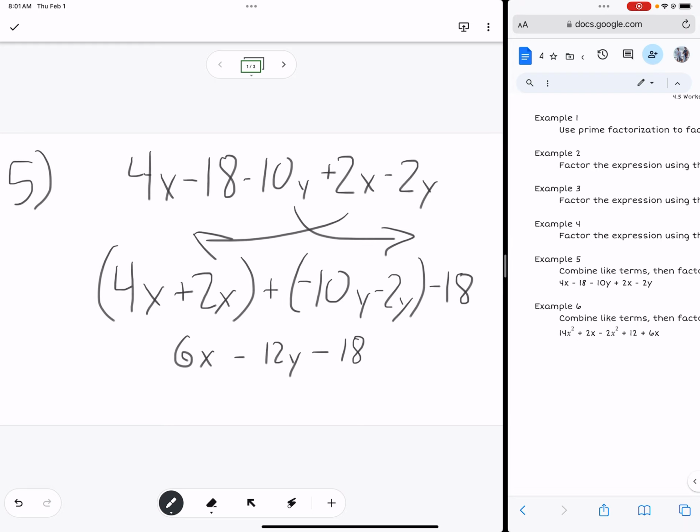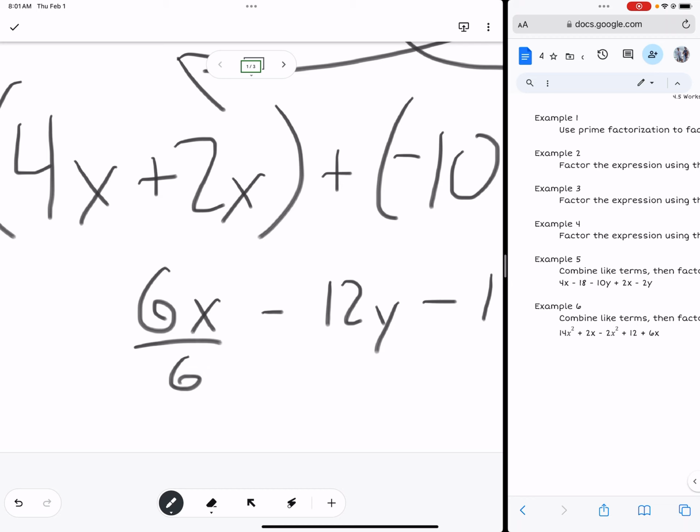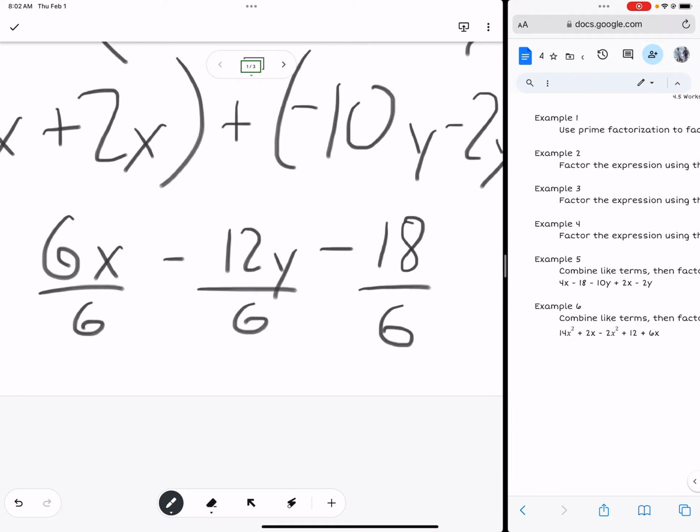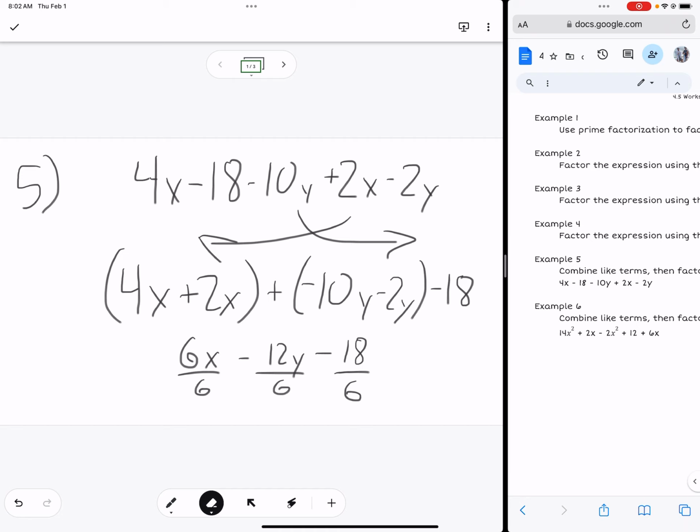If I factored the first expression, I would divide by 2. But if I combine like terms, now what can I divide by? 3. Higher than, yeah, we can divide by 6. We could do 3, we could do 2, we can do 6, but we always want to use the greatest common factor.